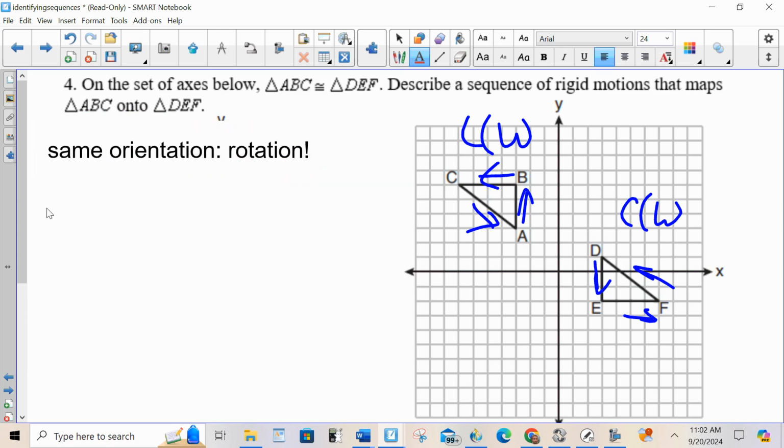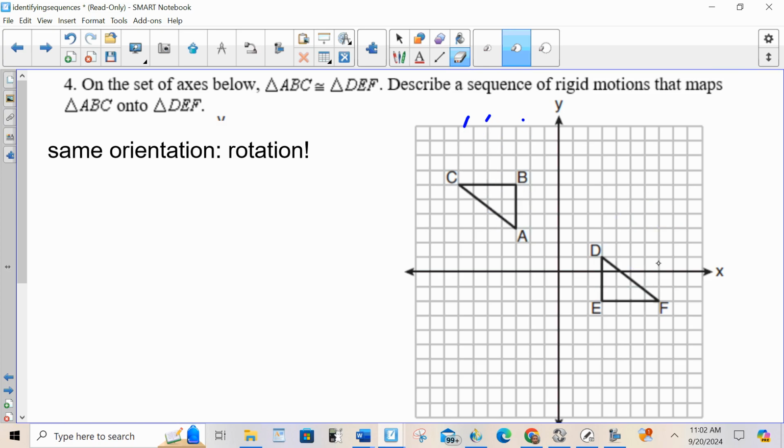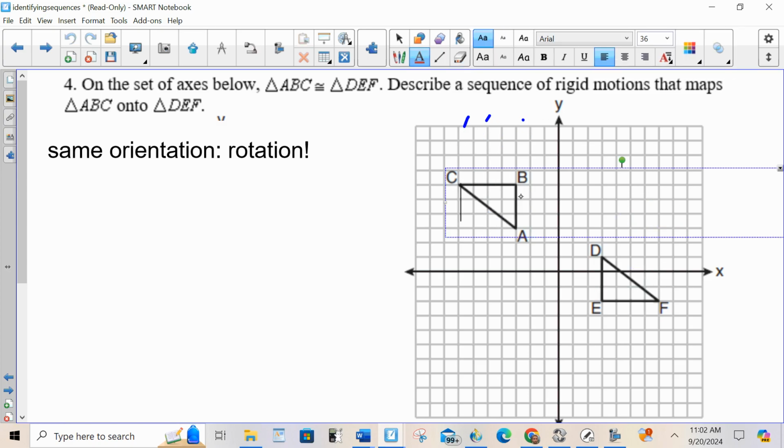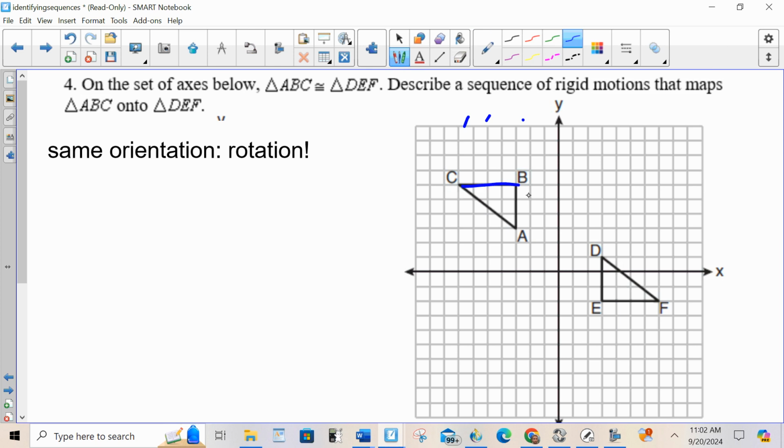So, geometric common sense. I see the long flat piece is horizontal. Since they're both horizontal, it can't be 90. It would have to be 180. So, I'm going to rotate it 180. It doesn't matter which point I use as a center, but I want you to use one that's on the triangle. So I'm going to use A.